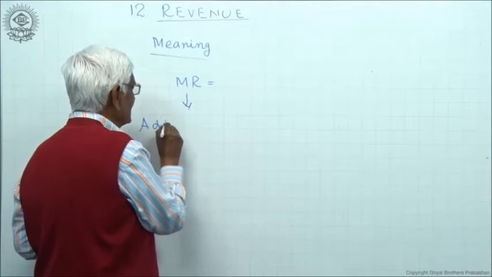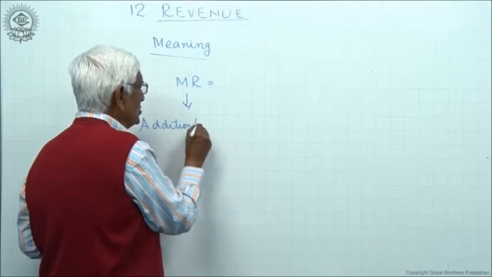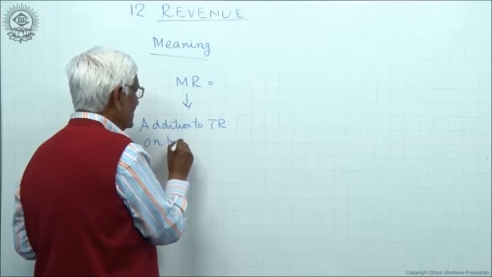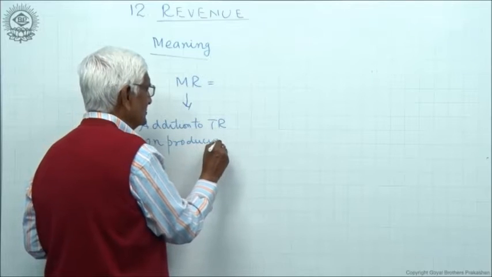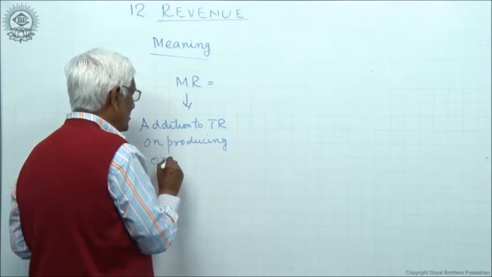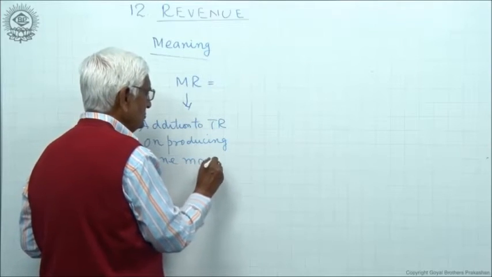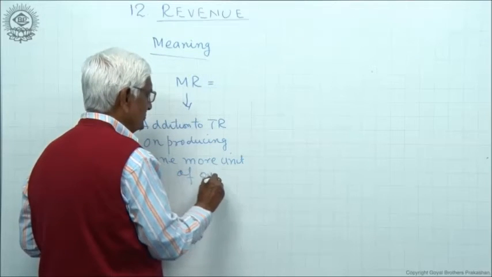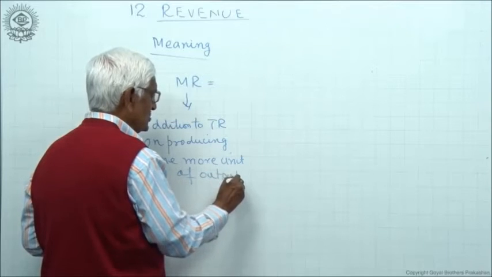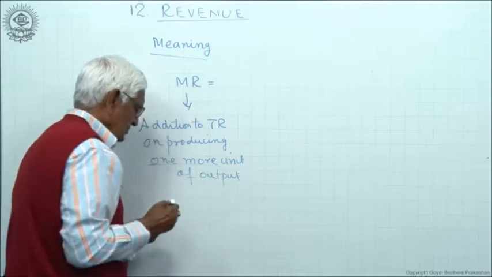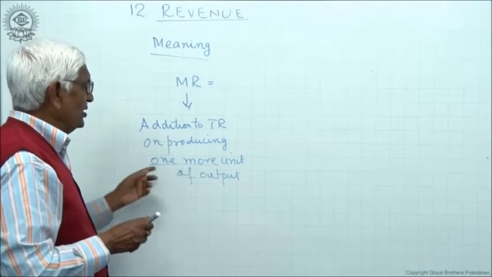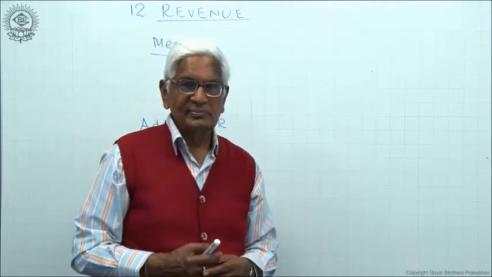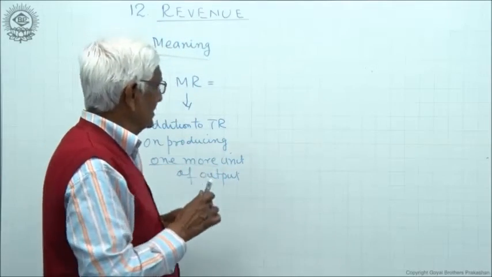Addition to TR on producing one more unit of output. This word "one more" means एक और से कितना और, एक और आउटपुट प्रोड्यूस करने से कितना और TR. That is the meaning of marginal revenue.